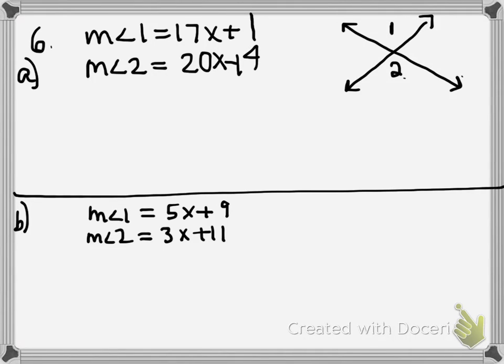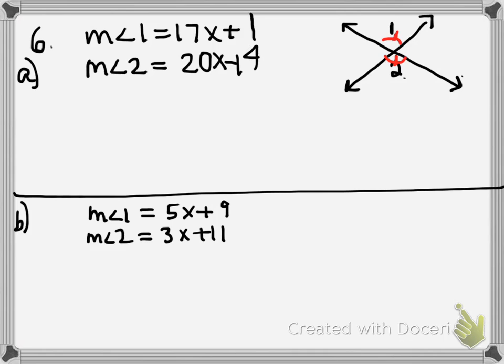For number 6, part A, they ask us to find the measure of angle 2. So if I look at the measure of angle 2 right now, it has an x in it. They give us that both of these angles are vertical, so that's why I drew this picture, a representation of vertical angles, intersecting lines, and they're across from each other. And we know that vertical angles are congruent by the vertical angles theorem.